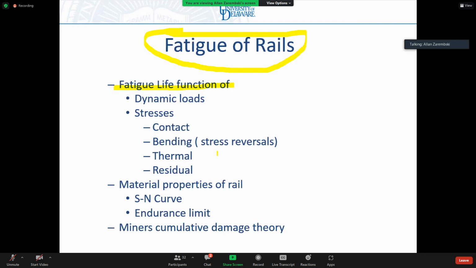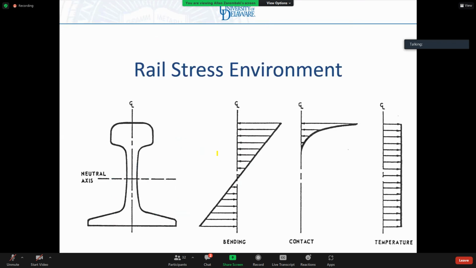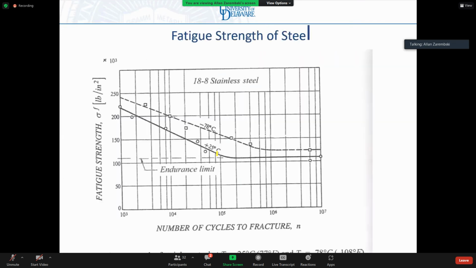Now, let's start off by talking about what is fatigue. Fatigue is defined to be failure under large number of repeated loads. So there's something called low cycle fatigue and there's something called high cycle fatigue. Low cycle fatigue is when it fails after only a short number of loads.